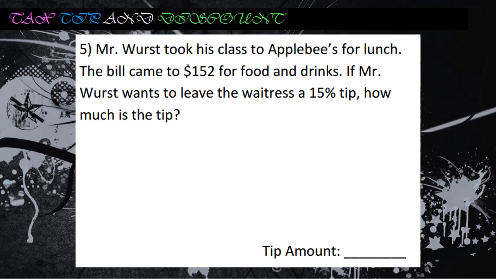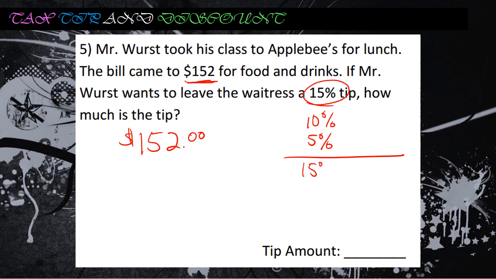So our friend Mr. Worst took his class to Applebee's for lunch. The bill came to $152 for food and drinks. If Mr. Worst wants to leave the waitress a 15% tip, how much is the tip going to be? We have this total of $152. We need to figure out 15%, so we can do 10% and 5%, and then add those together to get 15%. So let's go and figure out our 10%.